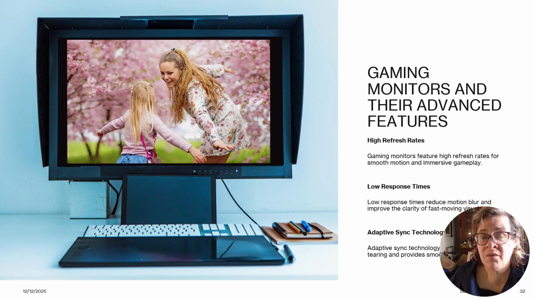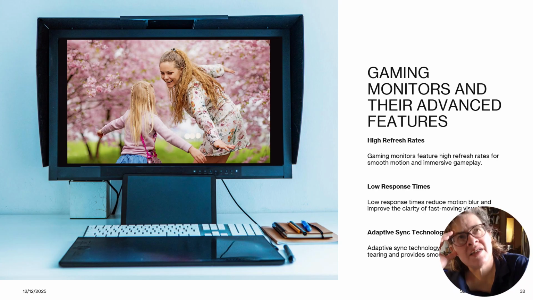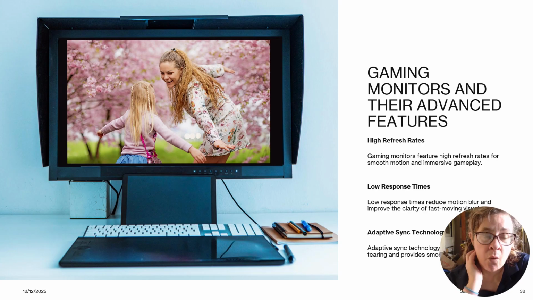Gaming monitors often have high refresh rates, low response times, and adaptive sync technologies to provide smooth, responsive gameplay experiences. So yeah, you can get monitors specifically made for gaming. They are quite expensive though, but they can be very, very good if you're gaming a lot or writing games or testing games. They can be very good, but they are expensive.